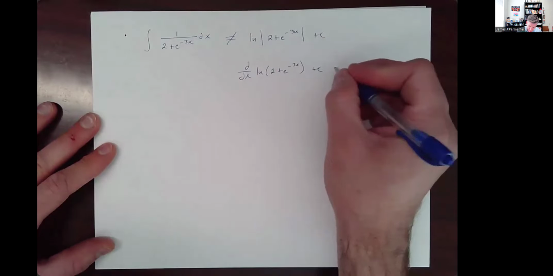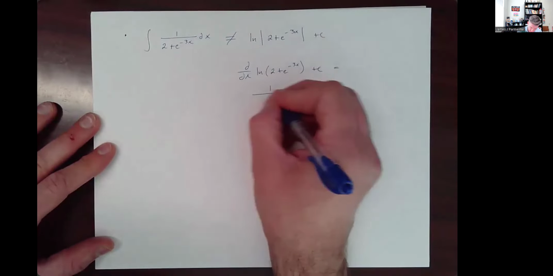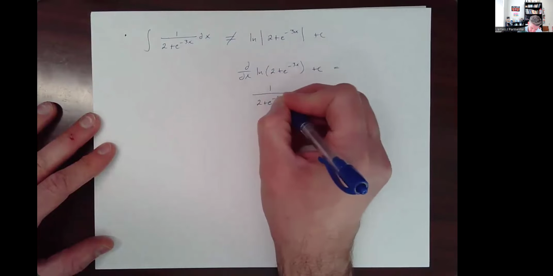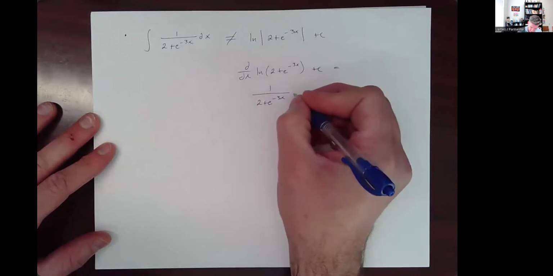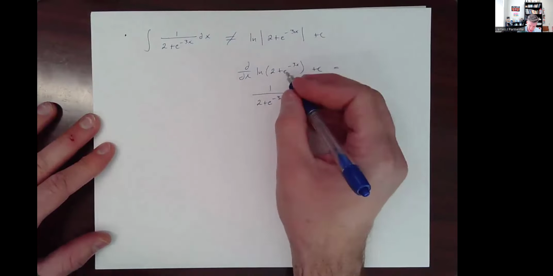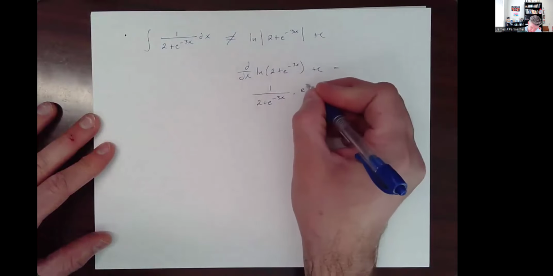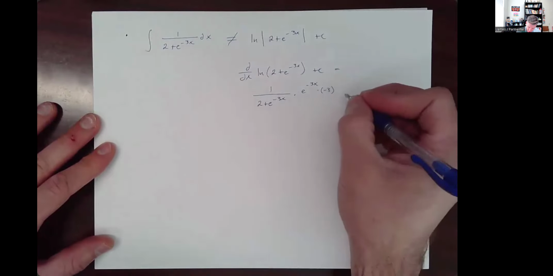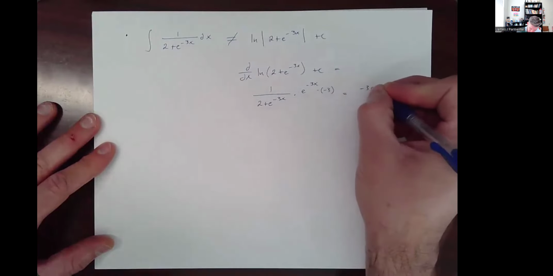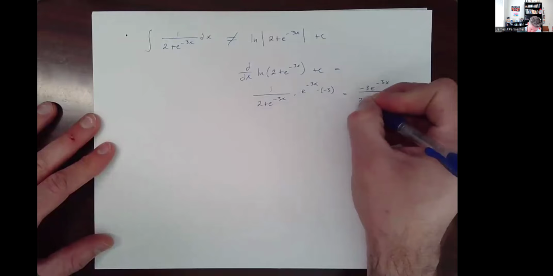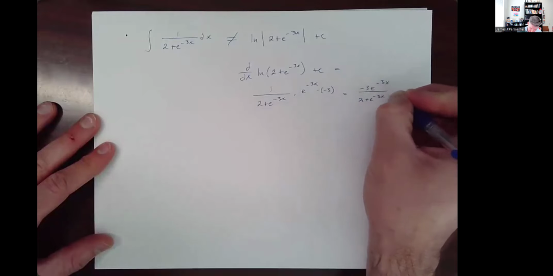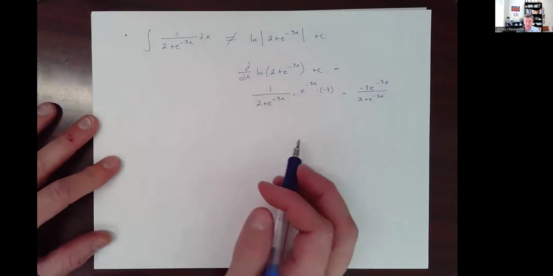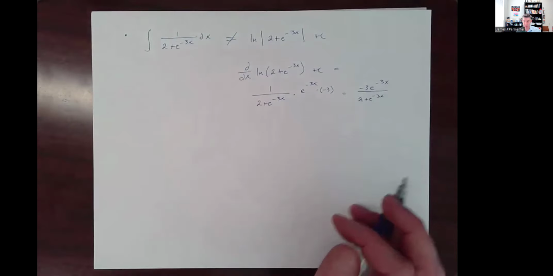The derivative of all that is going to be, well, the derivative of natural log of some stuff is 1 over the stuff, but then we have to multiply by the derivative of the inside, which is 0 plus the derivative of e to the stuff, which is e to the stuff times the derivative of the stuff. And that, which I would rewrite as negative 3 e to the negative 3x over 2 plus e to the negative 3x, definitely doesn't equal 1 over 2 plus e to the negative 3x. We got some problems.